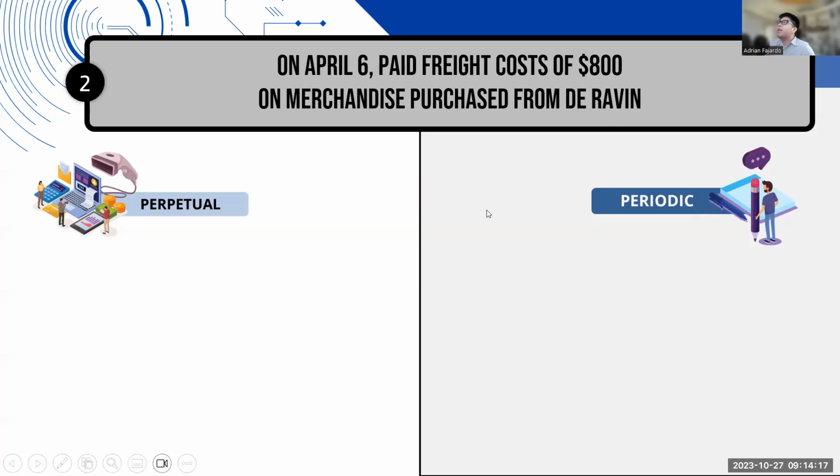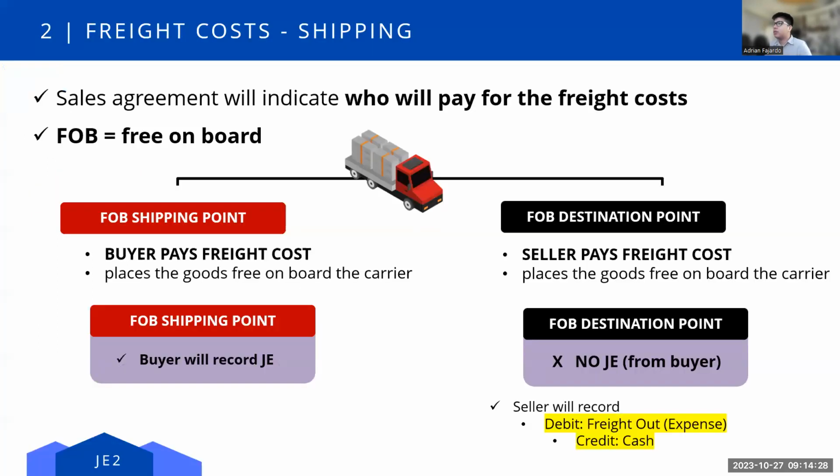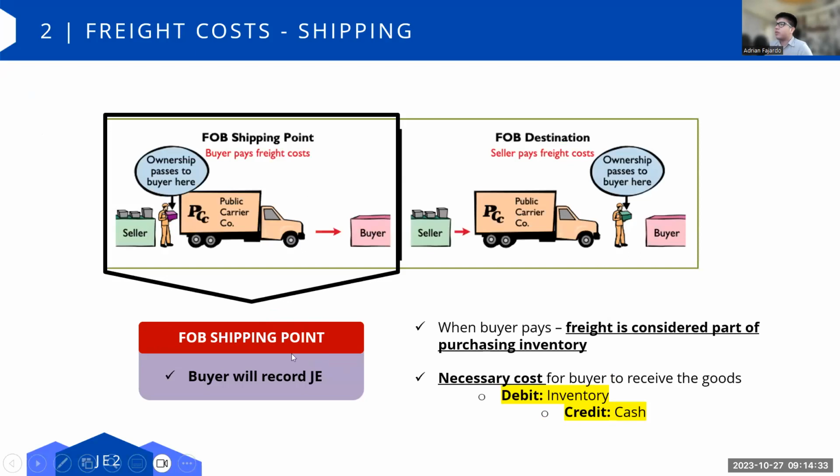Number 2, you paid freight costs. So pag ikaw yung nagbayad, ikaw yung magre-record. So what kind of shipping is it? It's gonna be BSP. Buyer shipping point. So buyer will record. So it's a BSP, FOB shipping point.